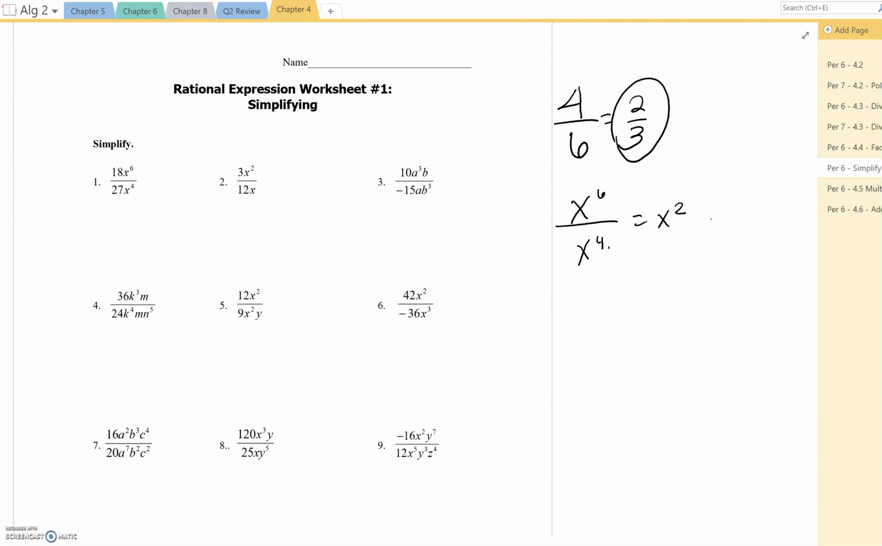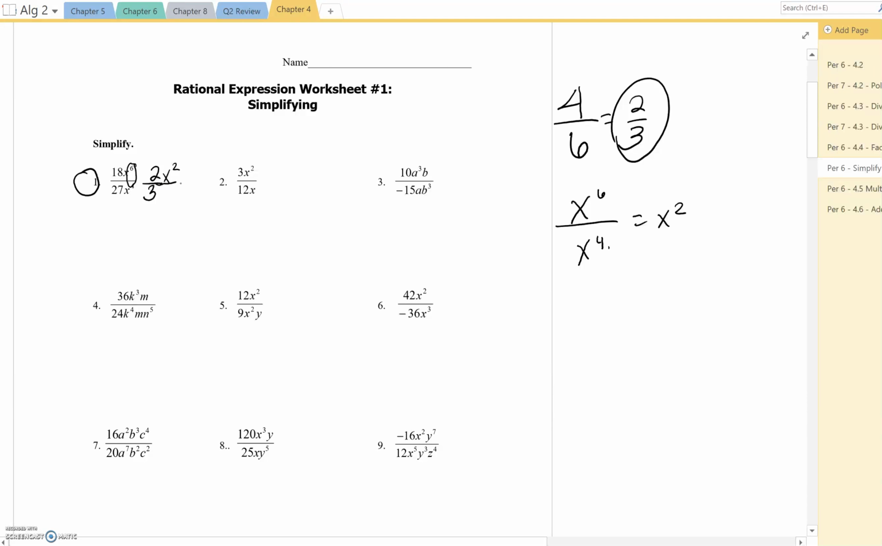So I'm going to just do the first 3 problems with you. Okay, number 1, 18 over 27. Well, they're both divisible by 9. 18 divided by 9 is 2. 27 divided by 9 is 3. And then you have x to the 6th over x to the 4th. Well, 6 minus 4 is 2, and it's positive, so it stays in the numerator of the fraction. So it's 2x squared over 3.